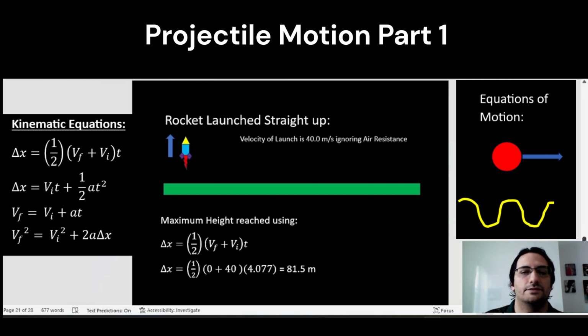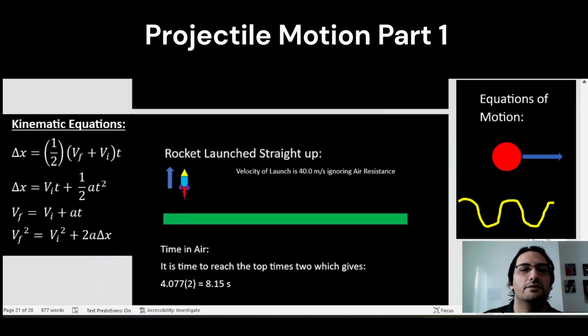The maximum height reached can be found using this equation. You take the average of the velocities, initial and final, times the time in air. We know final velocity is 0, initial velocity is 40, and the time is 4.077. So we get the maximum height to be 81.5.